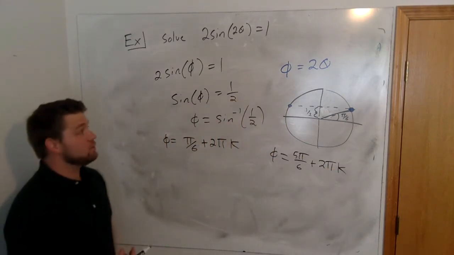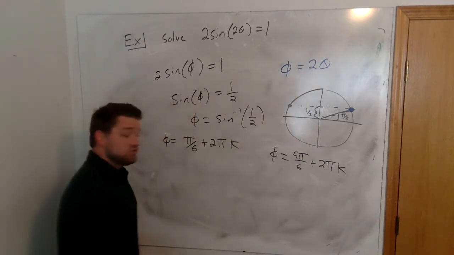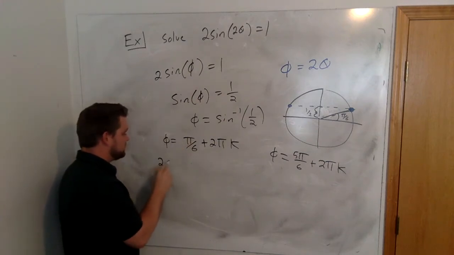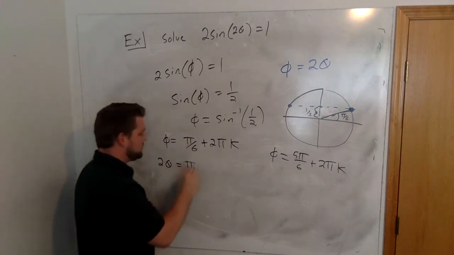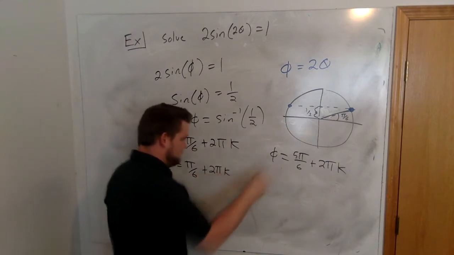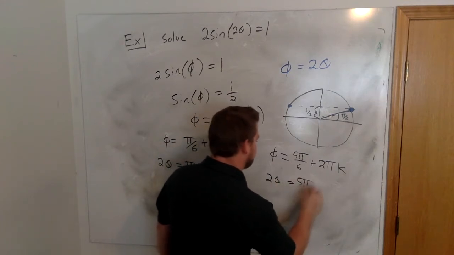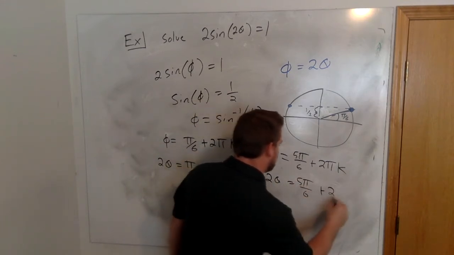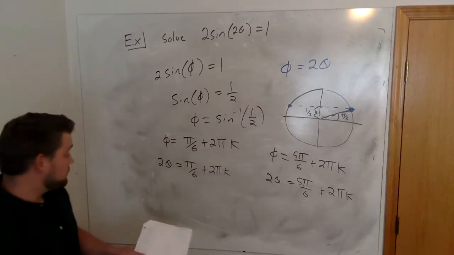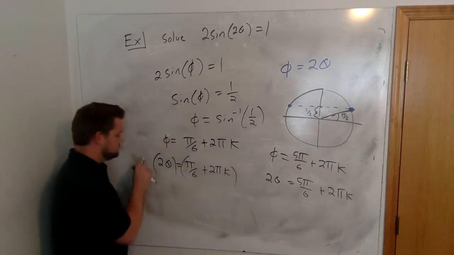But be careful here, we're not actually trying to solve for phi, we're trying to solve for 2 theta, so we need to substitute phi for 2 theta. So here we have 2 theta will be equal to pi over 6 plus 2 pi k, or we'll have that 2 theta will be equal to 5 pi over 6 plus 2 pi k. And now we can finish solving for theta by multiplying both sides by 1/2.